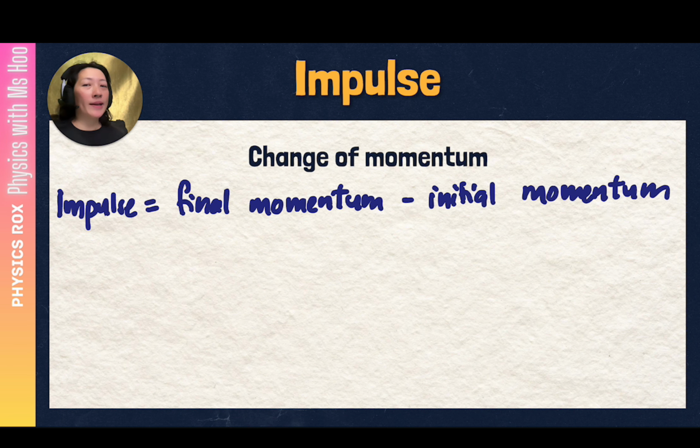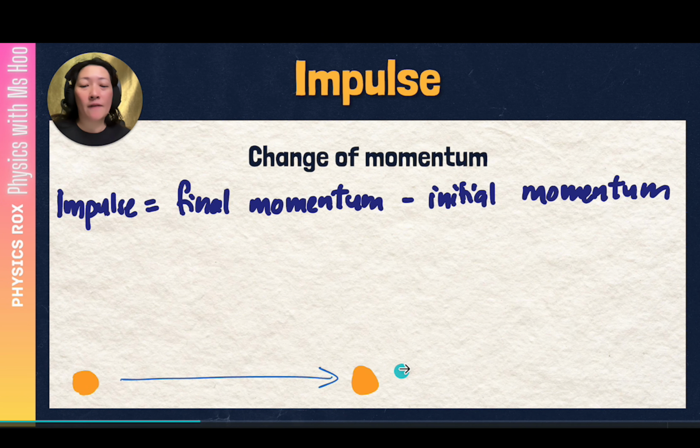Now remember that momentum is mass times velocity. And this is for the same object. So imagine that we have one object that has changed its momentum from one to another. There is an initial velocity and a final velocity causing an initial momentum and final momentum.